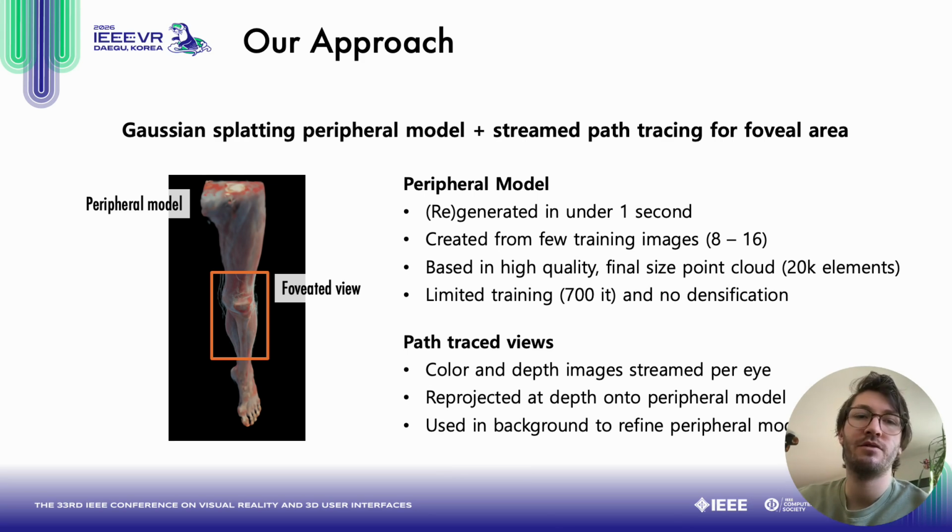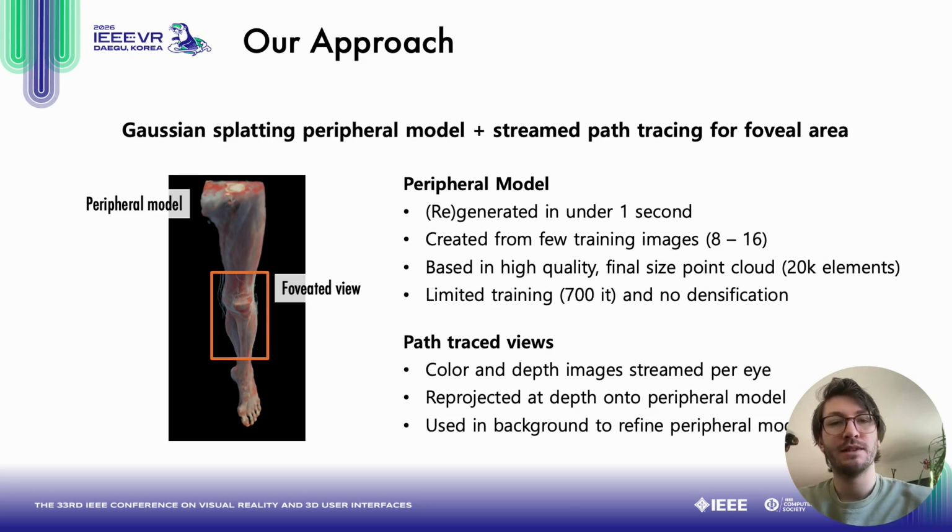We do this by training from very few images, 8 to 16 in our case, and crucially build upon a very high quality initial point cloud that we can extract directly from the CT scan. We do a very limited training run of 700 iterations and no densification at all.